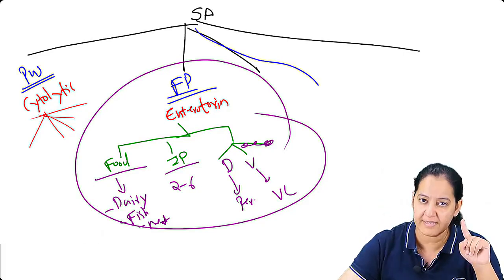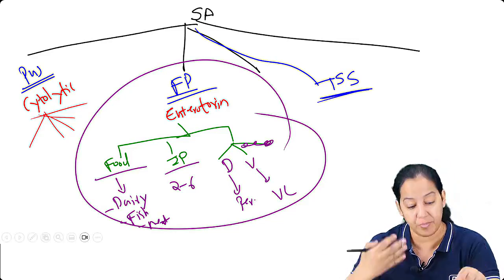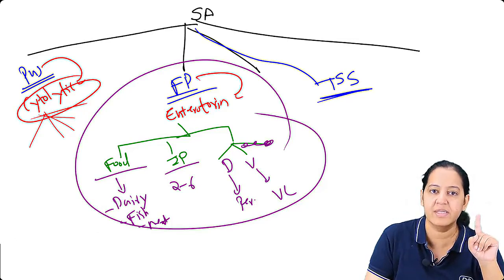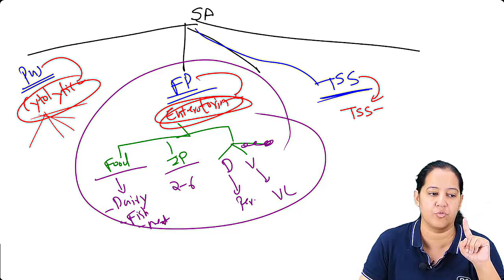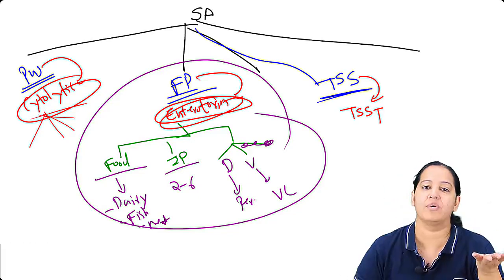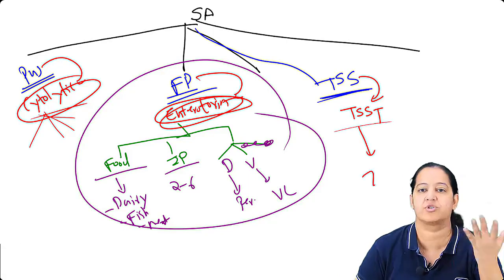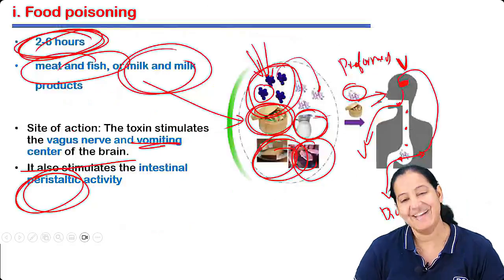The third disease is toxic shock syndrome. Name the toxin. Here the toxin is cytolytic. Here the toxin is enterotoxin. So similarly, here the toxin is toxic shock syndrome toxin. Now describe it. Name the symptoms. What is toxic shock syndrome? I'm sure many people don't even know what toxic shock syndrome is. Okay, I will tell. Don't worry.